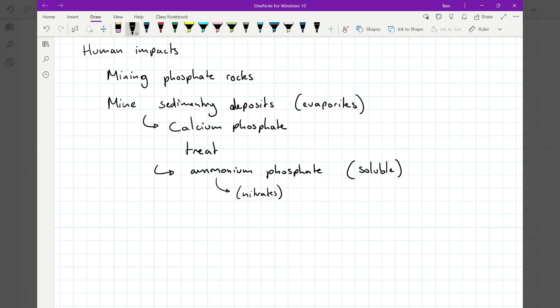In the past, before they found sedimentary deposits, calcium phosphate, they would dig up ammonium phosphate from a biological deposit. So this is seabird droppings from large colonies. So this is what we call guano.